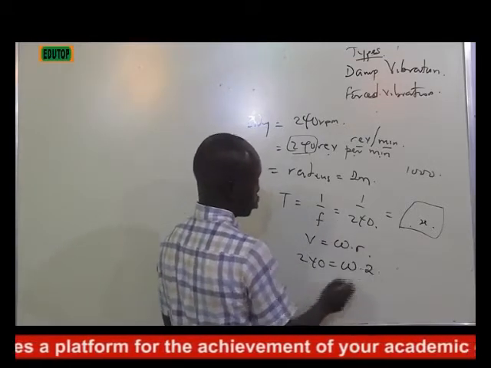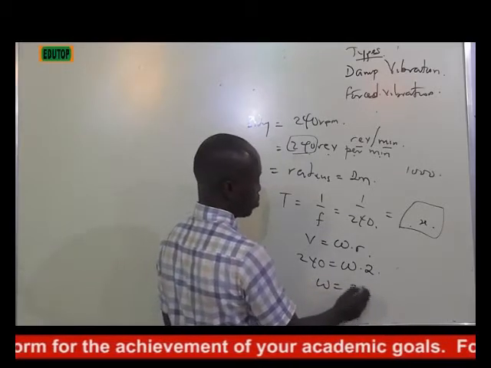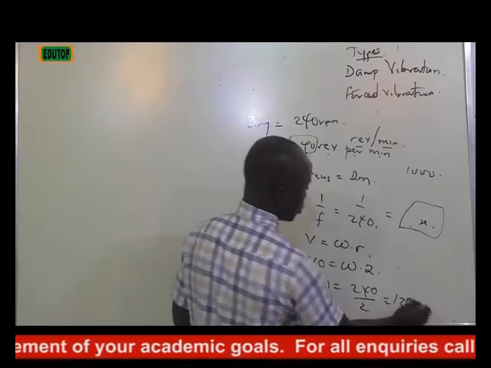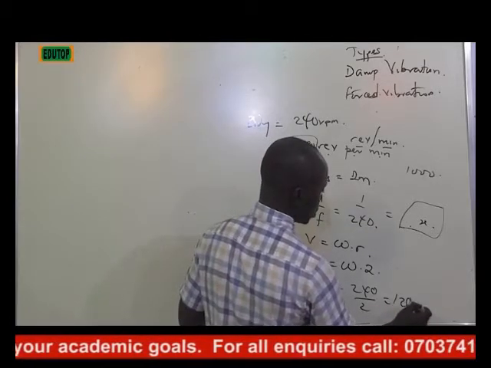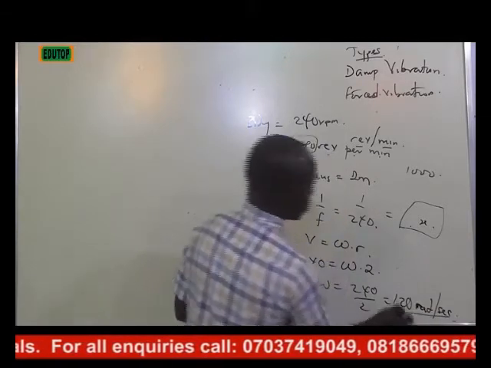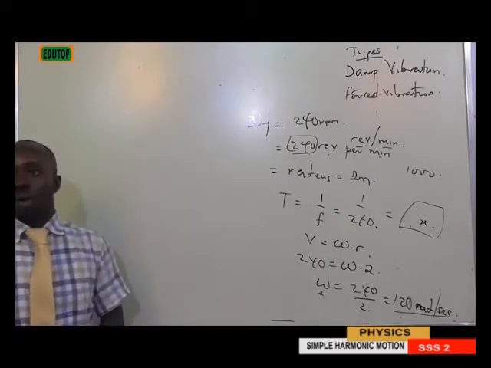Radius is 2. So you now have your 240 divided by 2, which will give you 120. Now this one will give you what? Since it's angular, it's radians per second. Are we seeing it? So that is how you obtain all that.